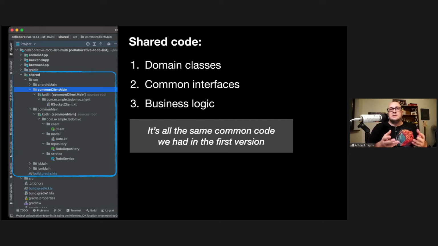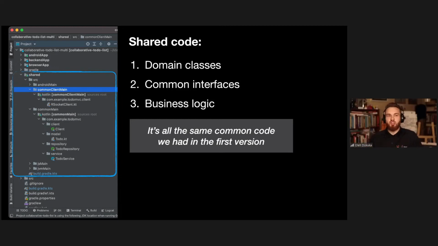And in fact, the result is the same. We are still using the domain classes. We are still reusing the common interfaces. All the same code that we were reusing in our initial version is transferred into this new version. And we can reuse the same code for the Android application and for the desktop application as well. So technically nothing has changed. The only difference is that we have to create multiple modules, which is totally okay. We got used to monorepo before, and it shouldn't be a big problem, I think.